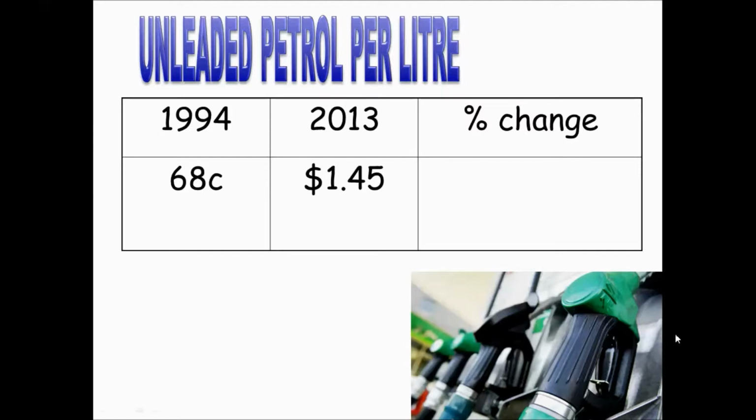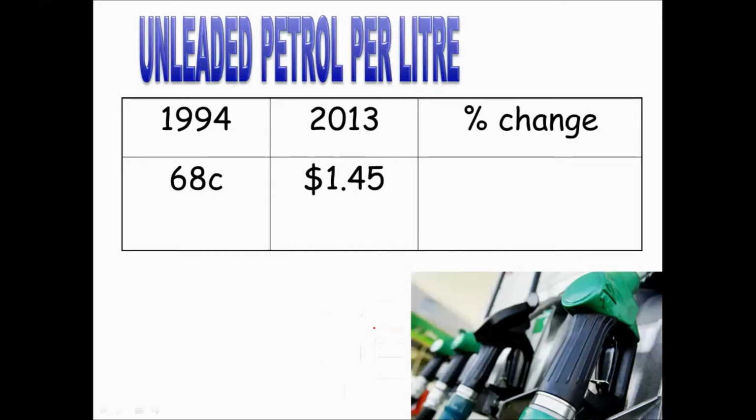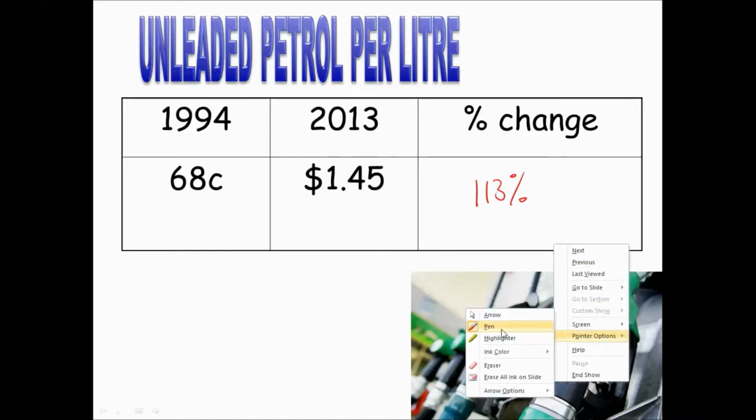So how'd you go? Hopefully you should have got somewhere in the realms of 113%. The way you can tell this is 68 cents times by 2, or 100% increase of 68 cents, is less than $1.45. Therefore, you would expect the percentage change to be greater than 100%. So 113% is the answer that I got.